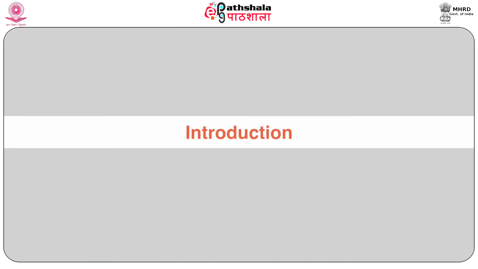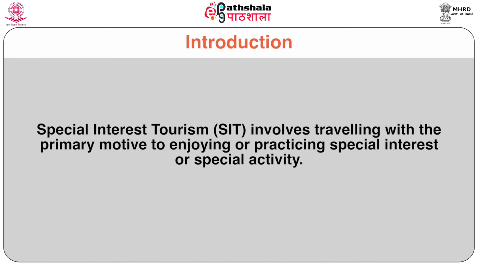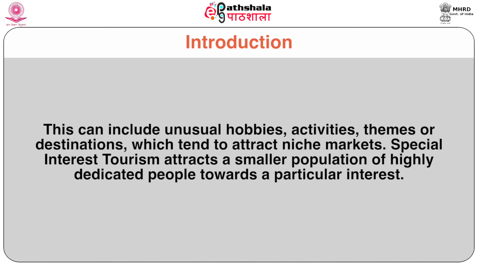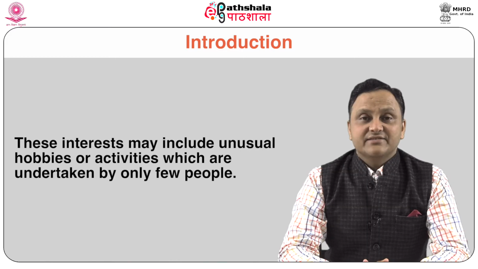Let's introduce the topic. Special interest tourism (SIT) involves traveling with the primary motive of enjoying or practicing special interests or special activities. Generally speaking, special interest tourists exercise the same profession or have a common hobby or interest. This can include unusual hobbies, activities, themes, or destinations, which tend to attract niche markets. Special interest tourism attracts a smaller population of highly dedicated people towards a particular interest. These interests may include unusual hobbies or activities, which are undertaken by only a few people.